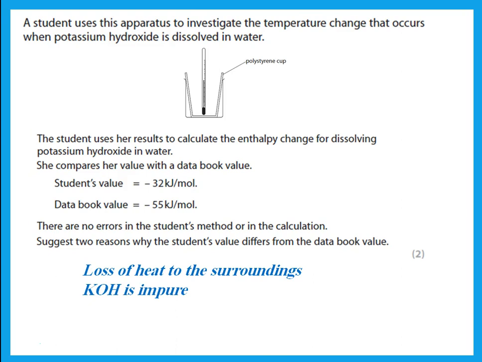So if I were using the question that was saying I was burning butane, we said one of the reasons would be incomplete combustion. But here we don't have anything burning, so the other reason for the different delta H would be that what I started with was not pure. So the potassium hydroxide that I started with was impure.